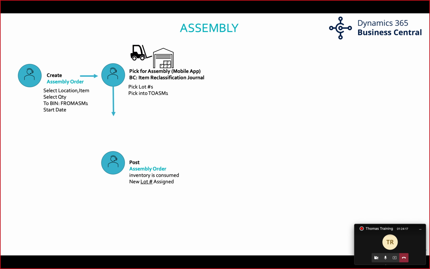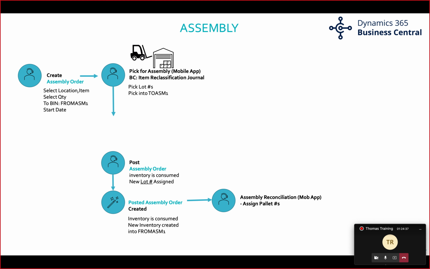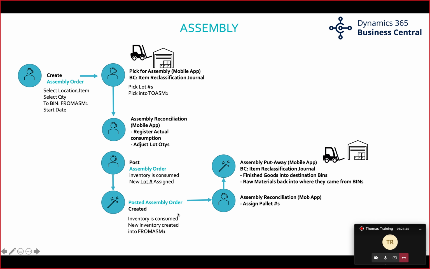Once you post the assembly order, it creates what is called a posted assembly order. At this point, the system will remove the raw material from the inventory, however much got consumed, and it's going to put the finished items into the From Assembly 1 bin. Once that is done, you assign the pallets and stuff like that. That's not part of Business Central, but you're essentially putting this away from Assembly 1 to whatever the designated finished item bin is.